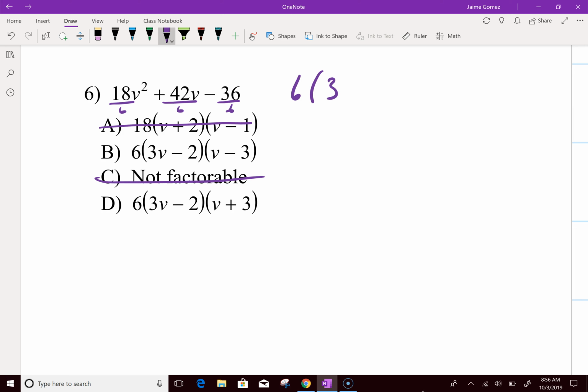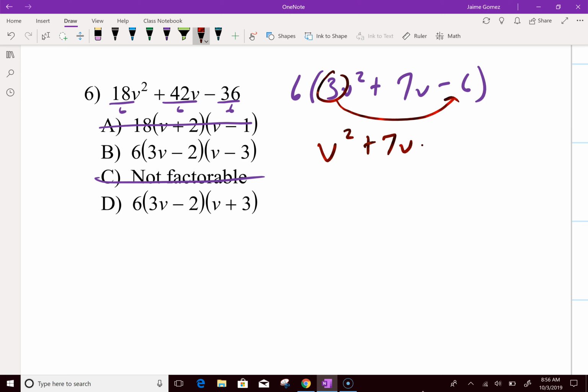18 divided by 6 is 3v squared, plus 42 divided by 6 is 7v, minus 36 divided by 6 is 6. Multiply the first one to the last one, and that would give us v squared plus 7v minus 18, because you multiply it.